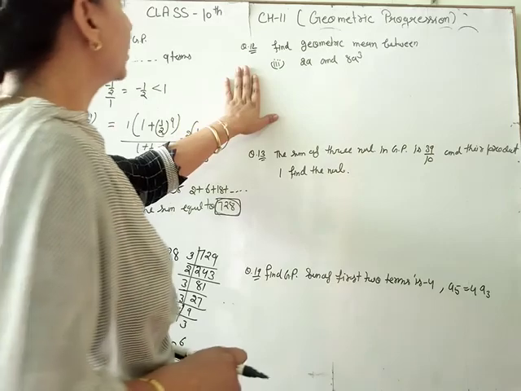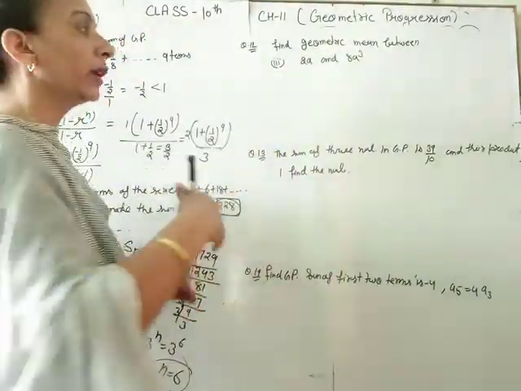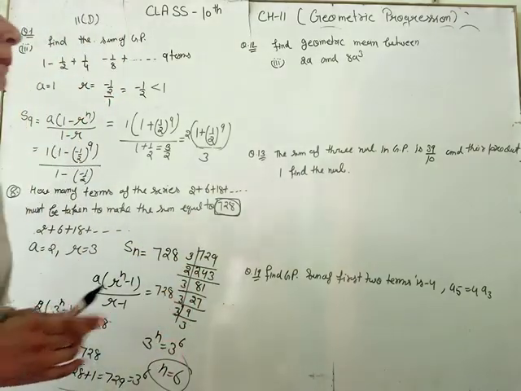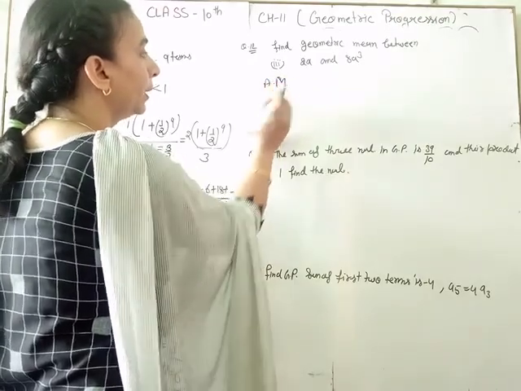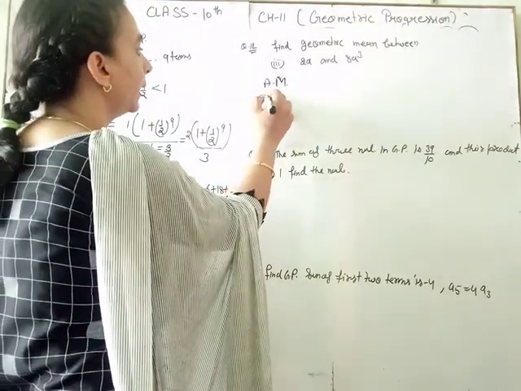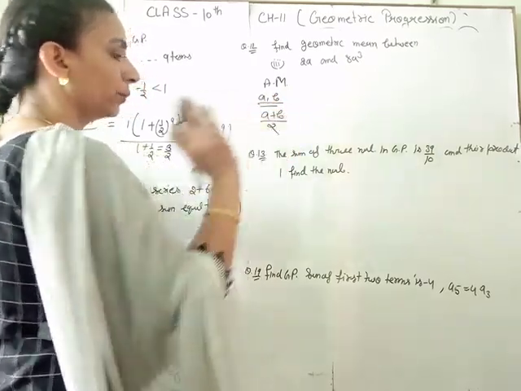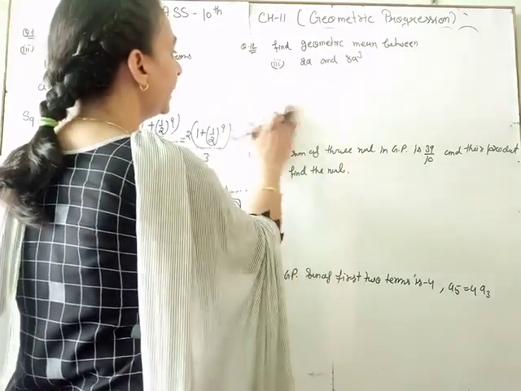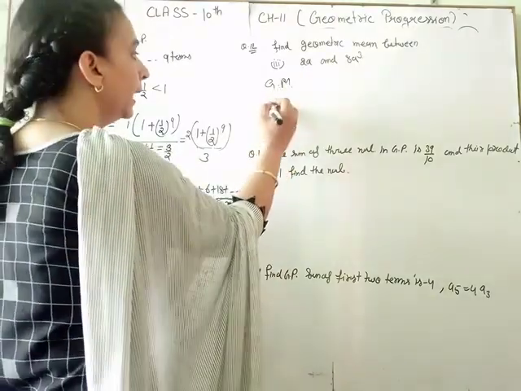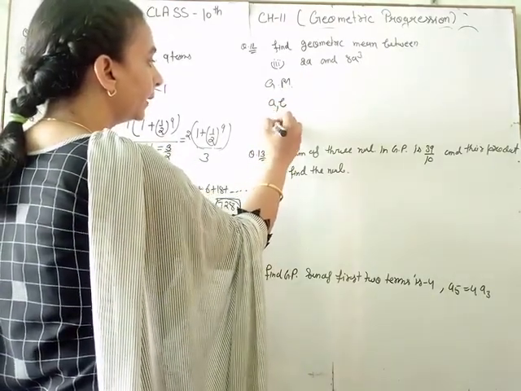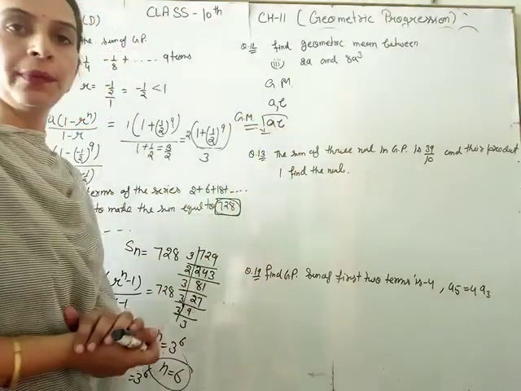Okay, next is question number 12. Find the geometric mean between these two terms. Students, it is the same kind of question as in AP. If we find the arithmetic mean between two terms of an AP, a and b, it is (a plus b) by 2. But if we find the GM between two terms of a GP, a and b, it is the square root of ab. This is the GM between two terms of a GP.